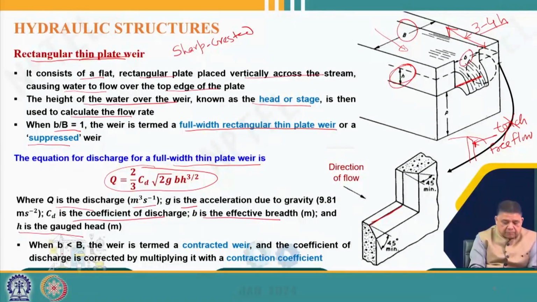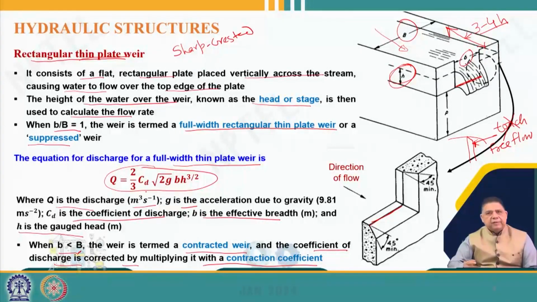And when b is less than B, that means the width of the rectangular thin plate weir is less than the channel bed, capital B, it is referred to as a contracted weir, and the coefficient of discharge is corrected by multiplying with the contraction coefficient. So, besides the coefficient of discharge, which takes care of the manufacturing issues and also the measurement or experimental conditions, a contraction coefficient also has to be used.